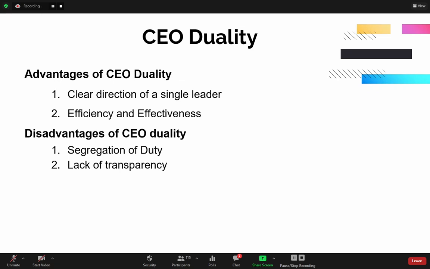So some of the disadvantages of CEO duality is segregation of duty. So strong power in the CEO duality is good because it can create clear direction, but on the other hand, it's a disadvantage because if a person has enormous power within a company, then it will create segregation of duty and lack of transparency. Because of the strong power possessed by the CEO, duality provides an opportunity to hide whatever is in the company, which could result in lack of transparency within the company.